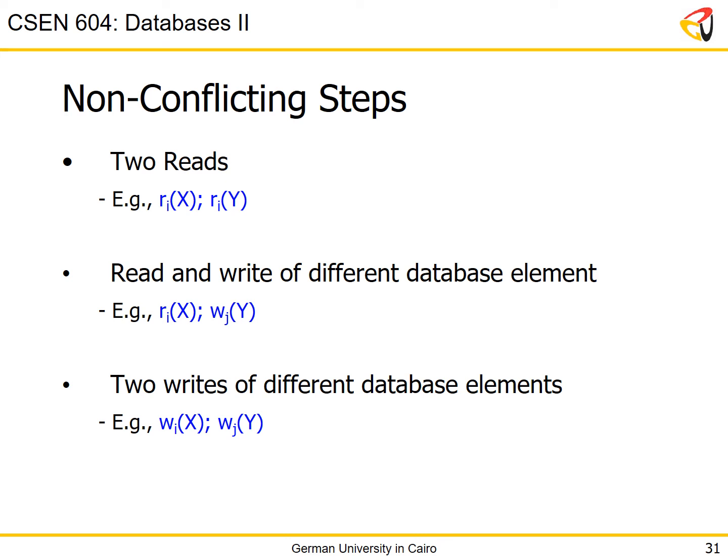Now, the third one is two writes of different database elements. Transaction I is writing X, say age, and transaction J is writing postal code. Whether you write the postal code first or the age, it doesn't matter. So you can swap these two and put J first and then I next, and the result is going to be the same.